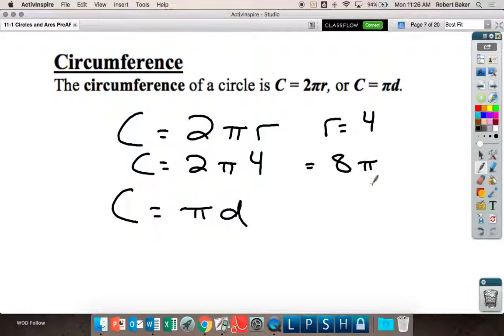Now, calculate the circumference of a circle that has a diameter of 8. 8 pi. It's glorious, isn't it? 8 pi. The regular kids, I don't know what's going on. They're just intimidated by pi.